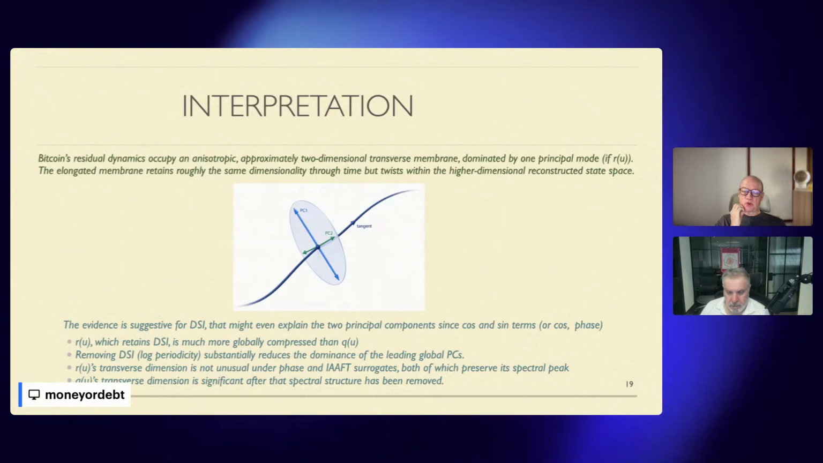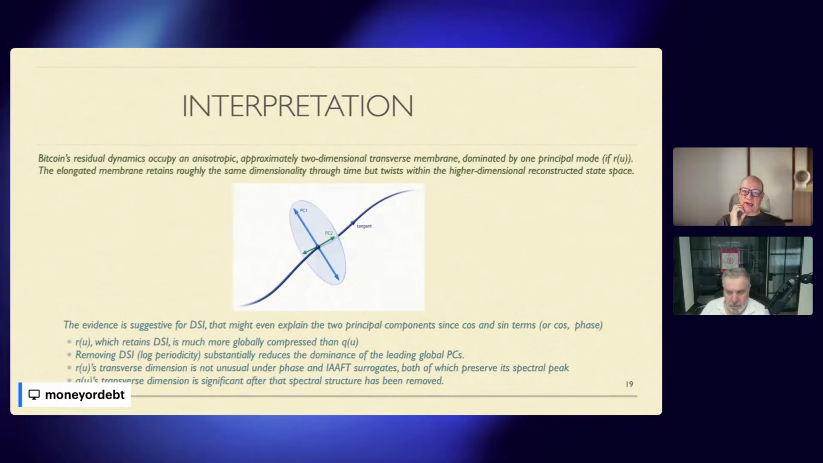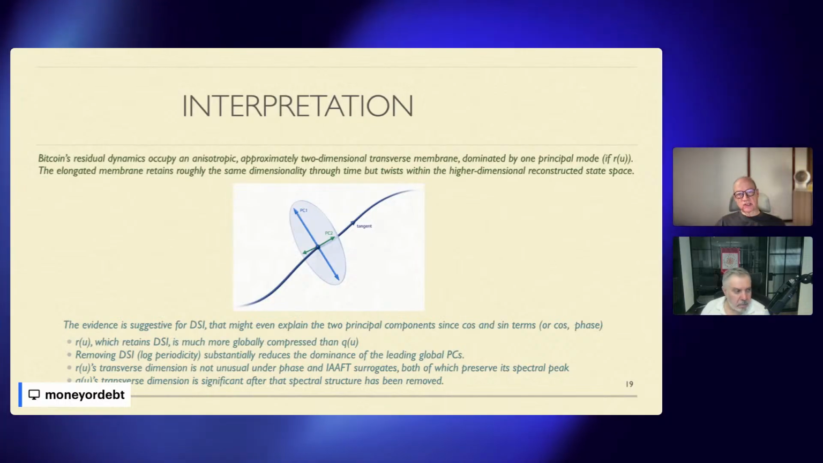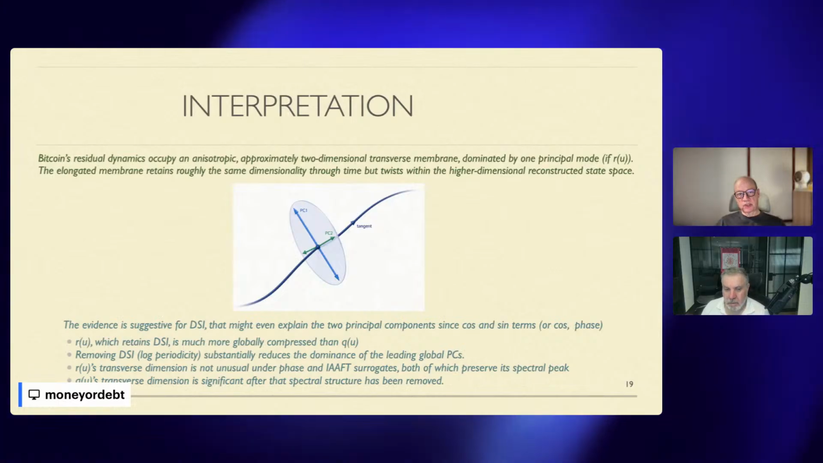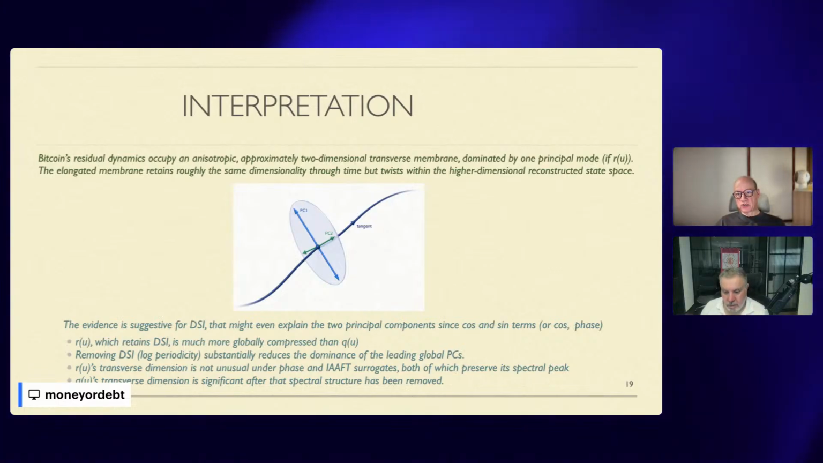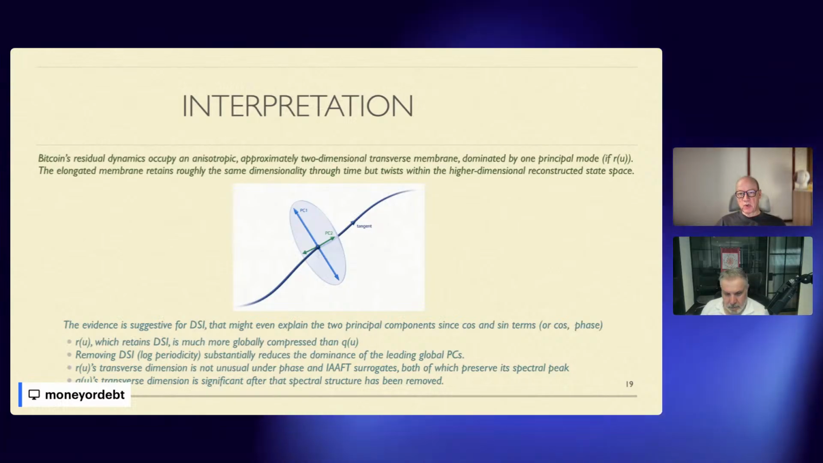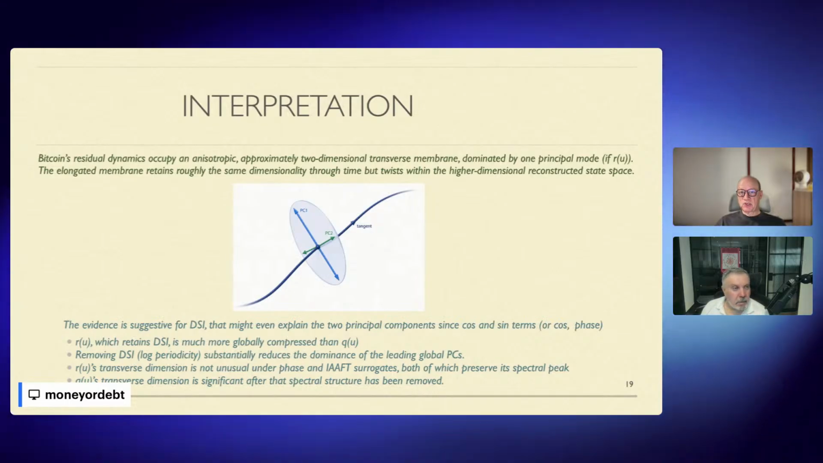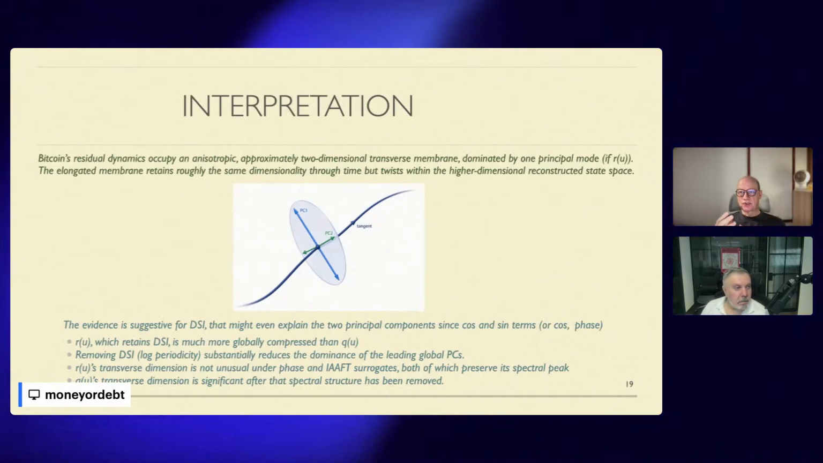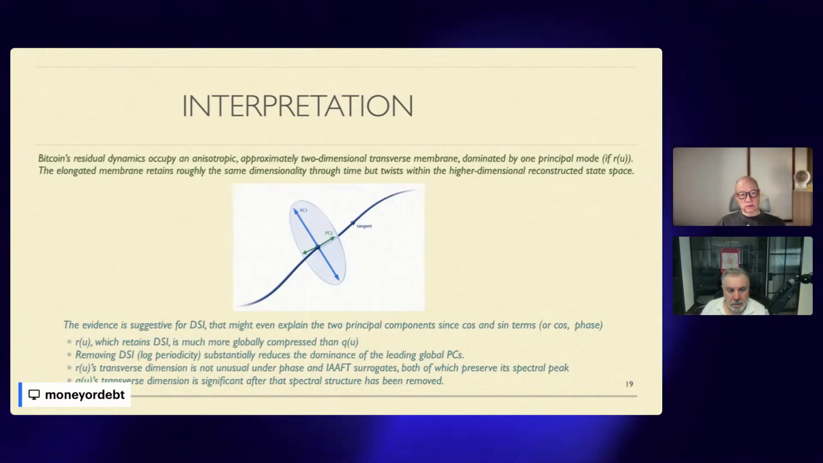It rotates through more than 90 degrees, and so that kind of destroys some of the forecastability that you would have. But overall, our interpretation is this approximately two-dimensional transverse membrane dominated by one principal mode for the first order. And it retains the same dimensionality through time, but it twists within the higher dimensional reconstructed state space.